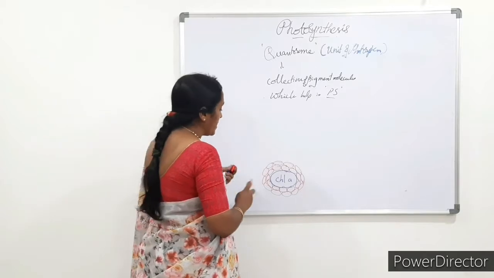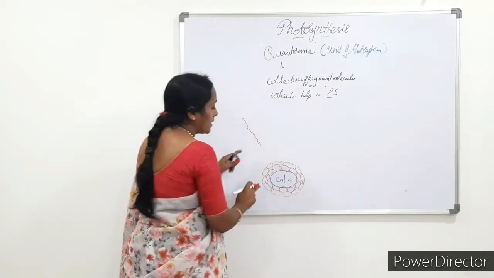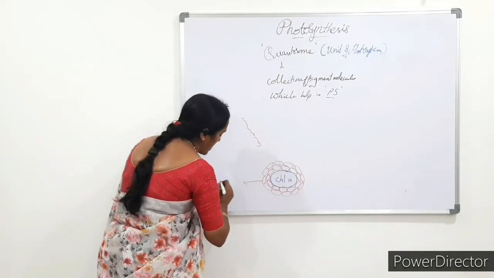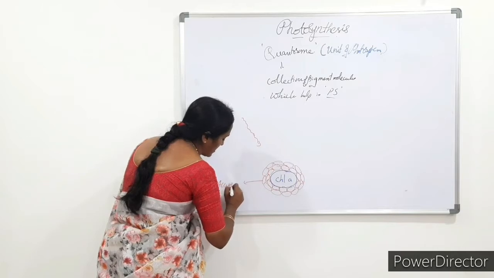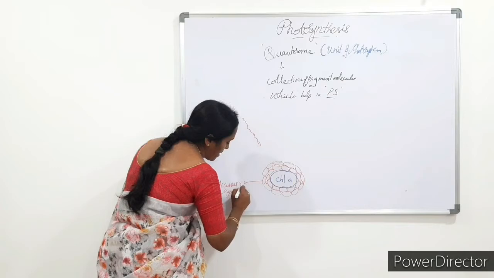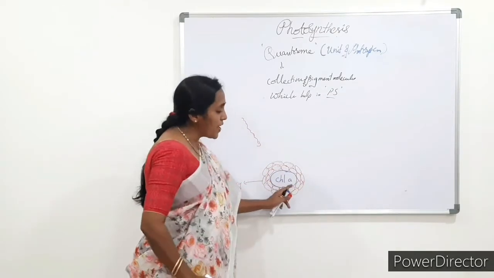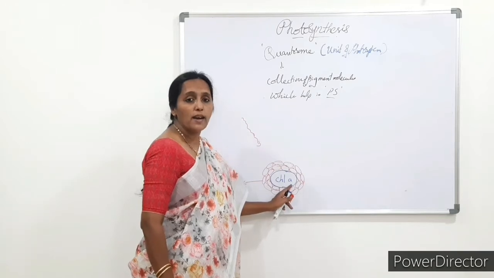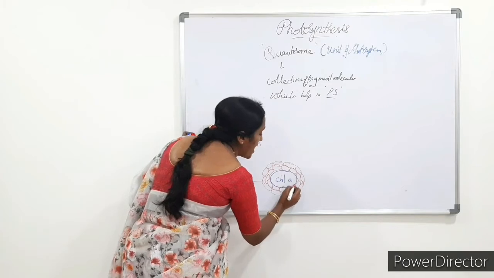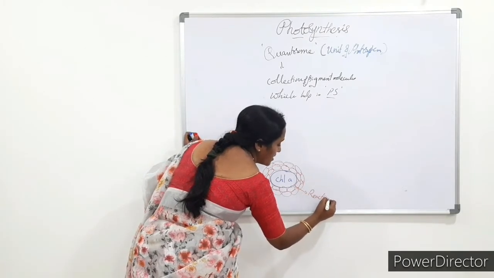When light falls on these pigments, which are also called accessory pigments, surrounded by chlorophyll A, this single chlorophyll A is where the reaction actually starts. That's why this chlorophyll A is called the reaction center.